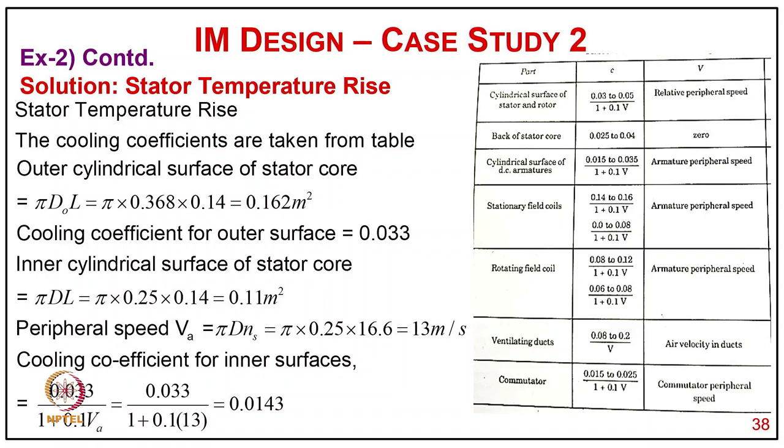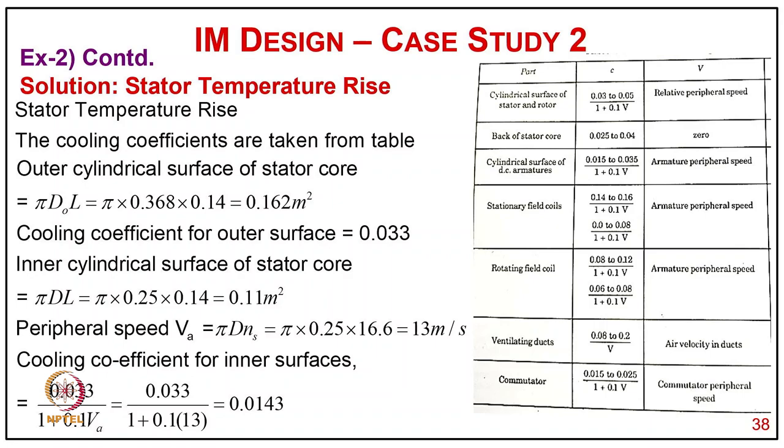Now coming to stator temperature rise calculation, we have to calculate the losses by total surface area, the cooling coefficient as given in the table for different parts, and how the cooling effect is considered with the peripheral speed. You see the cooling coefficient in the middle column of this table. So now cooling coefficients are taken from the table.